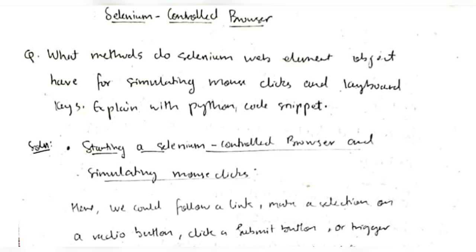So the question is, what methods does the Selenium WebDriver object have for simulating mouse clicks and keyboard keys? Okay, so Selenium is a library in Python using which we can simulate the mouse clicks. For example, if this is a terminal and you type some code here, by this code you access a web page, and this element will be getting clicked.